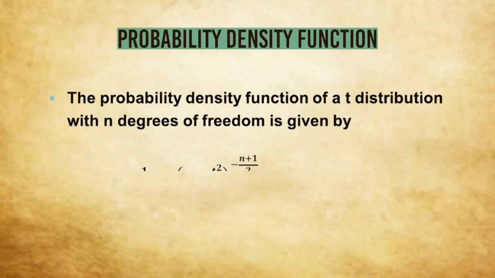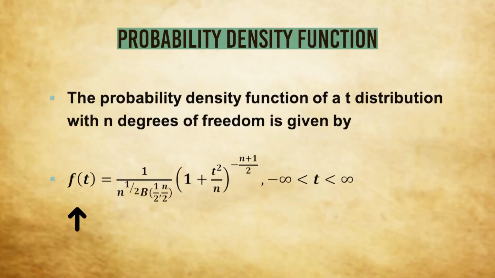Next, we shall go into the probability density function or PDF of the T distribution. You can see on your screen, it is f(t) equal to 1 by root n times B(1/2, n/2). The function B, we will come to it later, we will describe it in detail. Then we have (1 plus t square by n) whole to the power minus (n plus 1) by 2, where t lies between minus infinity and infinity.